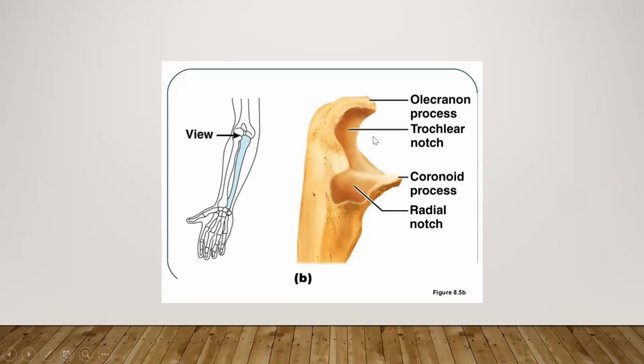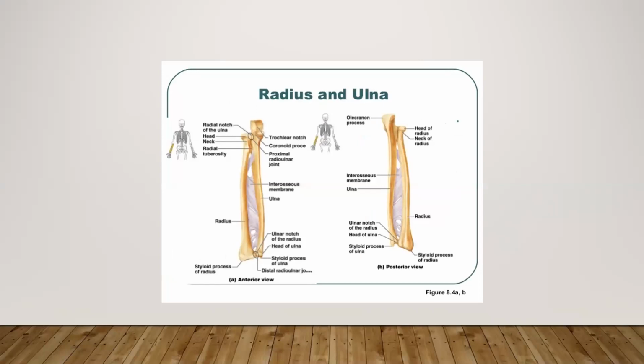This is the olecranon process, trochlear notch, coronoid process, and radial notch. This is the ulna, bone ulna. This is radius and ulna.